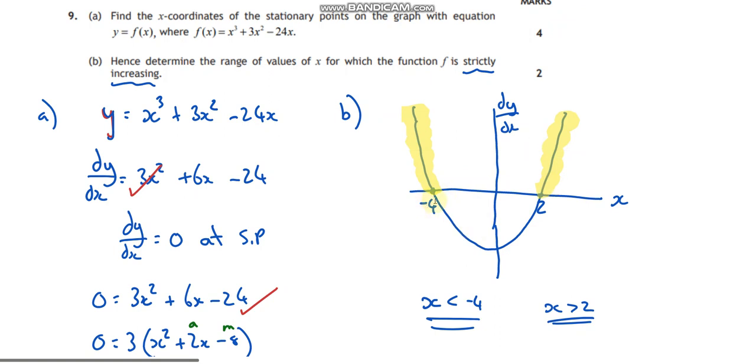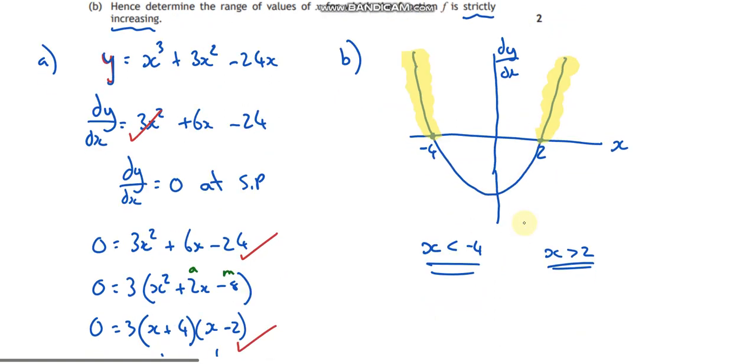If I wanted to know when it's decreasing, it would be decreasing between 2 and negative 4. That's when it's decreasing. Where is it 0? Well, the gradient there is 0. The stationary points are 2 and -4.